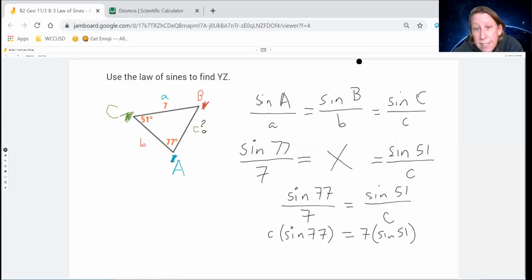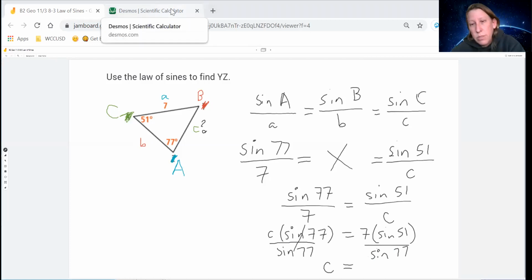Okay, we're trying to find C, so we're going to divide both sides by the sine of 77, divide both sides by the same thing. It looks messy, but it's not hard. The nice thing about calculators is you can type all that into the calculator and it will tell you the answer. So let's go do that.